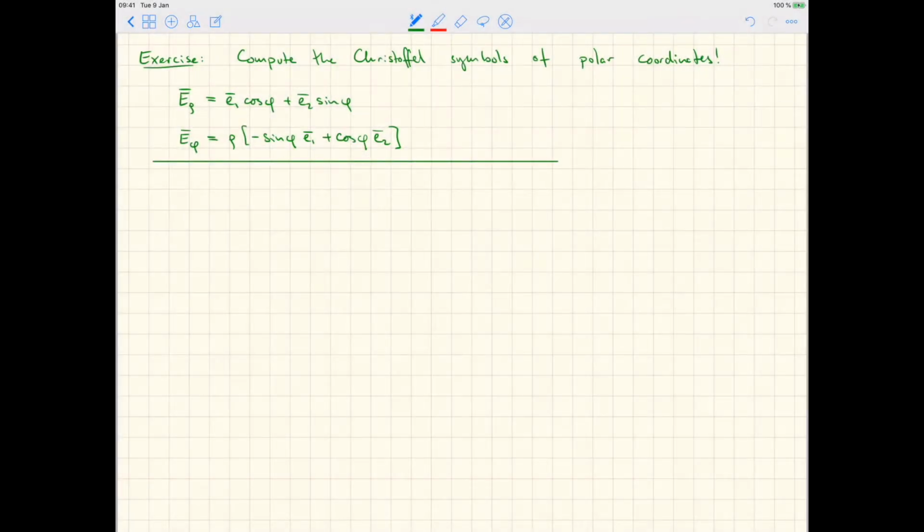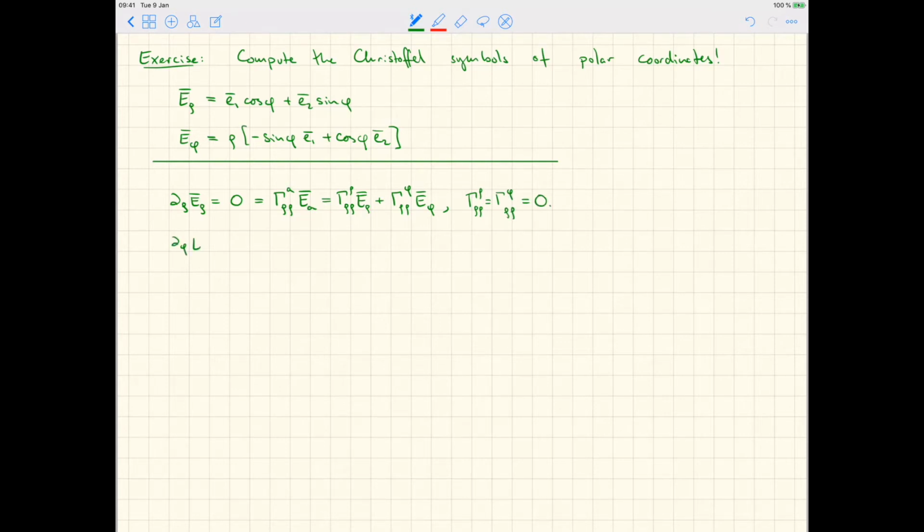In order to compute the Christoffel symbols, we need to compute the partial derivatives with respect to the coordinates of the tangent vector basis vectors. We start by computing the derivative in the rho direction of E rho, and since E rho does not depend on rho, this partial derivative is equal to 0. According to the definition of the Christoffel symbols, this should also be equal to gamma rho rho A times EA, which if we write out the sum over A is gamma rho rho rho times E rho plus gamma rho rho phi times E phi. Identifying this with a 0, this means that both the Christoffel symbols gamma rho rho rho and gamma rho rho phi are equal to 0.